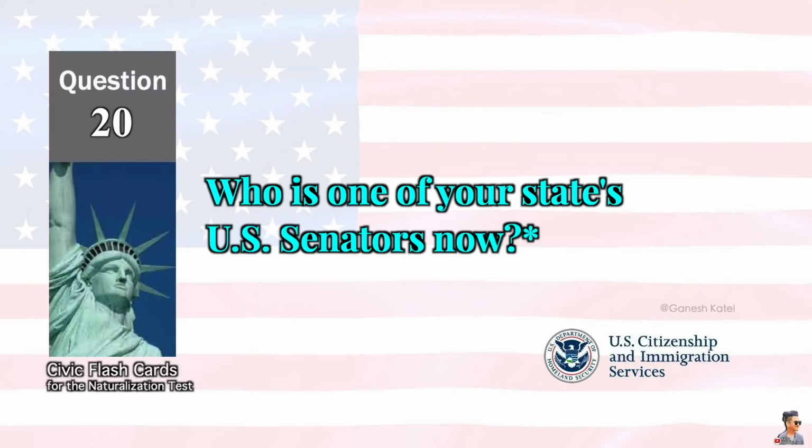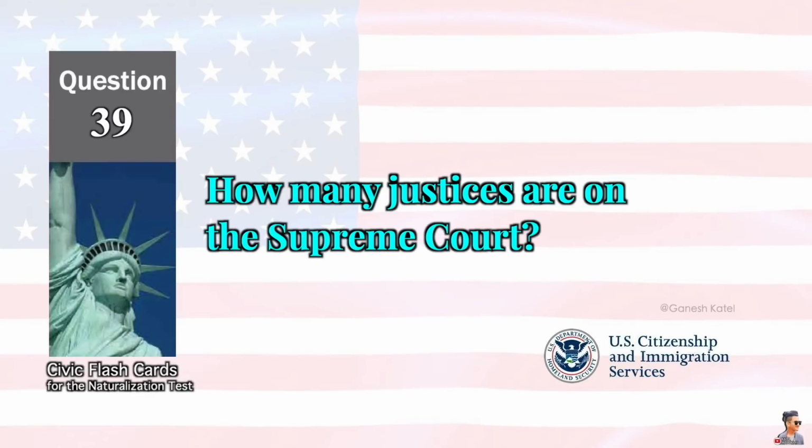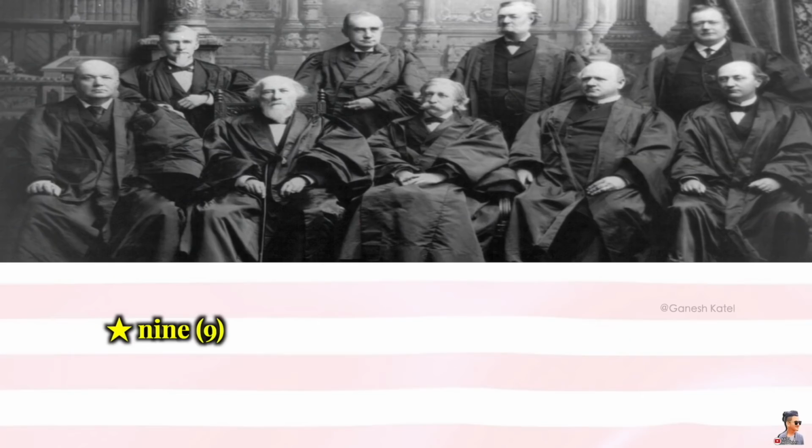Who is one of your state's U.S. senators now? Answers will vary. District of Columbia residents and residents of U.S. territories should answer that D.C. or the territory where the applicant lives has no U.S. senators. How many justices are on the Supreme Court? 9.